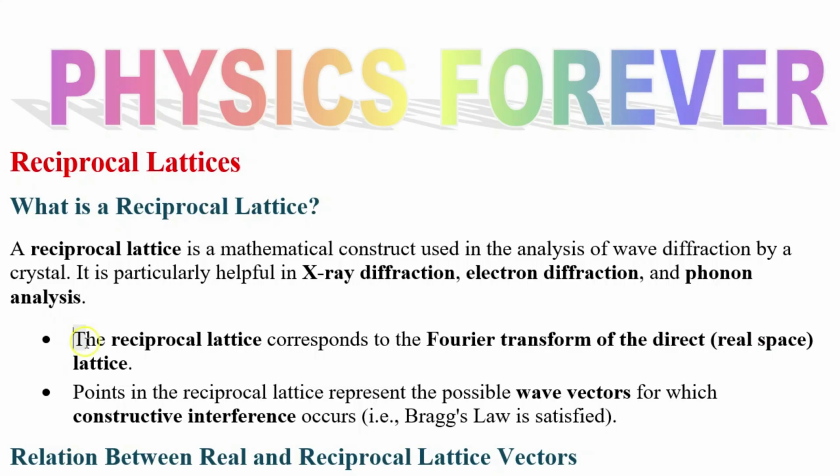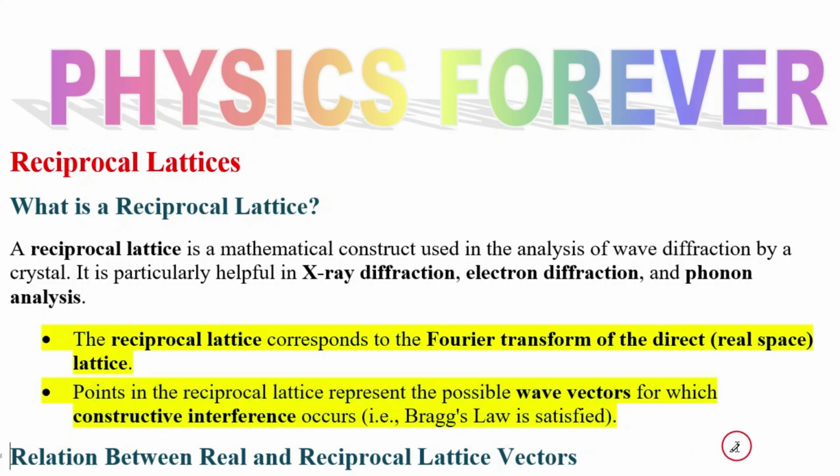So there should be two most important points. The reciprocal lattice corresponds to the Fourier transform of the direct, that is real space lattice. Then another one is the points in the reciprocal lattice represent the possible wave vectors for which constructive interference occurs, that is Bragg's law is satisfied. So the Bragg's law concept therinjadha we have to understand the reciprocal lattice elaborately.